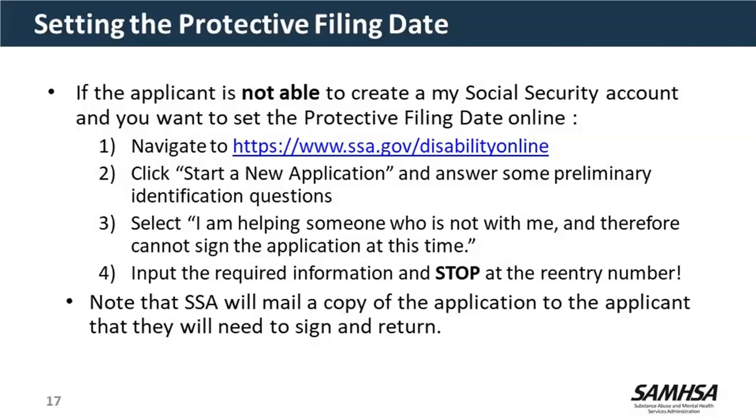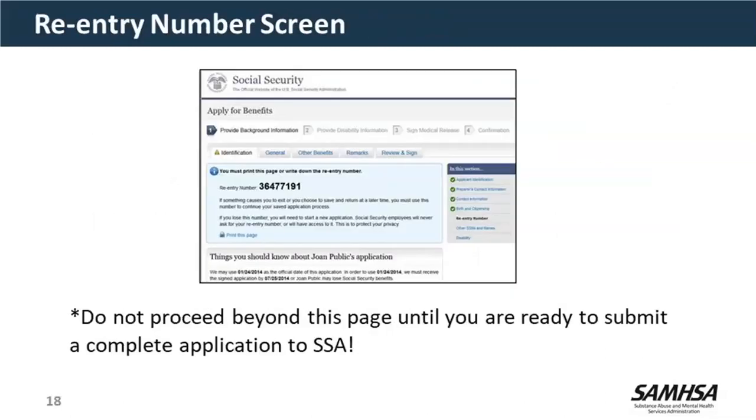Yeah, and as for this slide, I guess I got ahead of myself. This slide is talking about that process of setting it third party. But either way, whether you are able to set up a MySSA account to set the protective filing date or not, you do want to stop at the reentry number, again, unless you're ready to proceed and complete the entire application. Okay, and that's just emphasizing that.